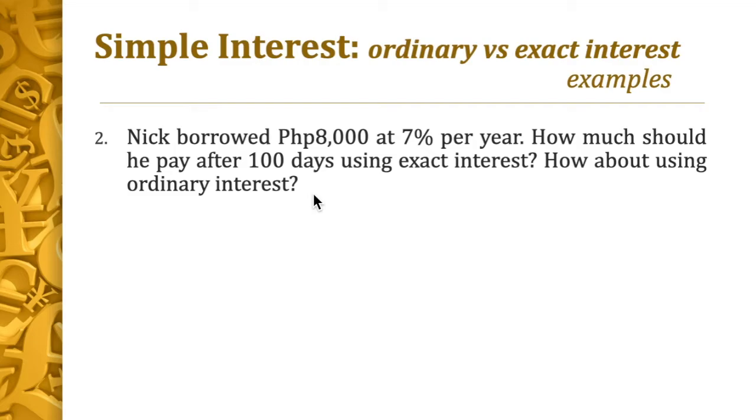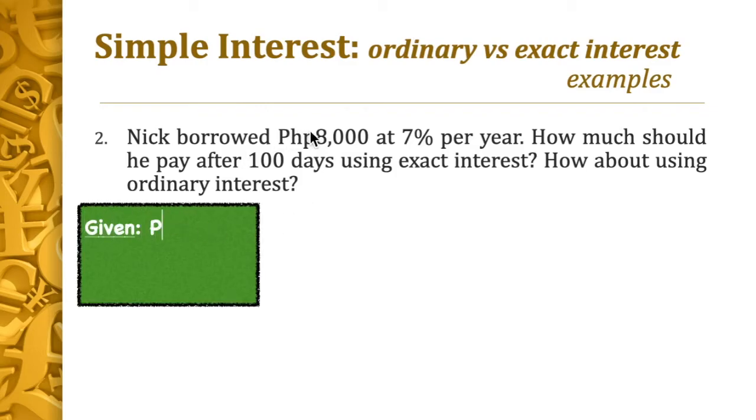Okay, so let's use the given required solution. Let's write the given. First up, our P is 8,000 pesos. Very clear. Nick borrowed that amount. Our number of days, our time, is 100 days. So let's call that D as days. And our R is 7%. So 7% in decimal is 0.07.